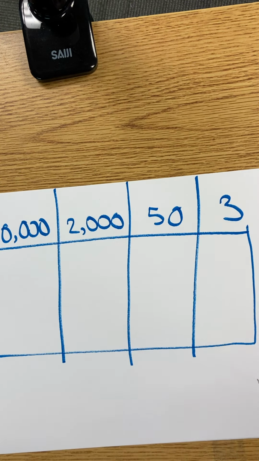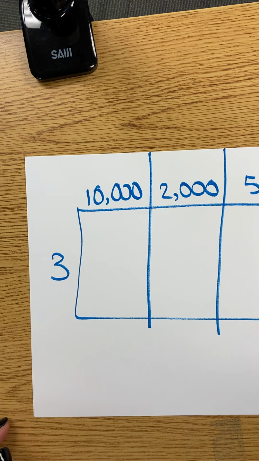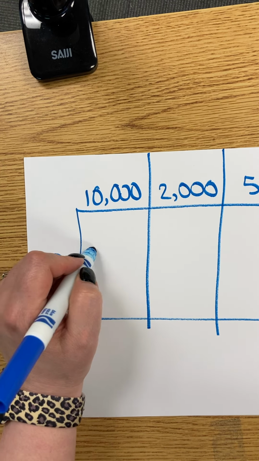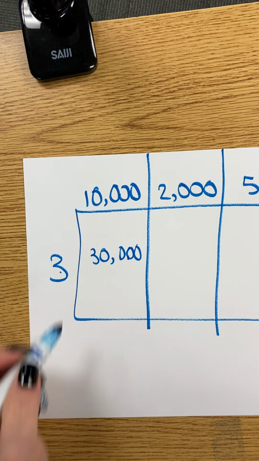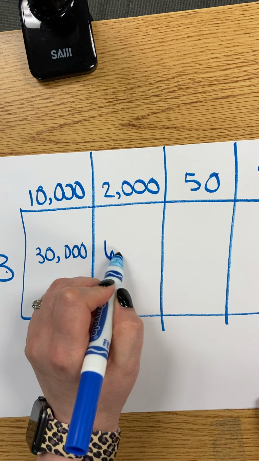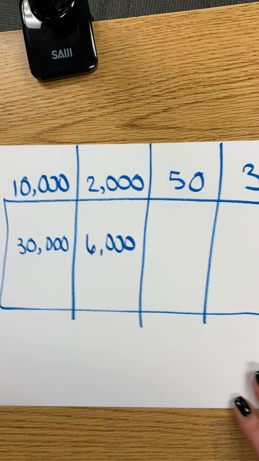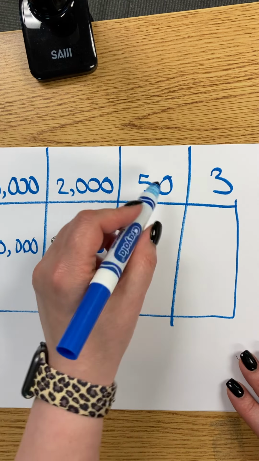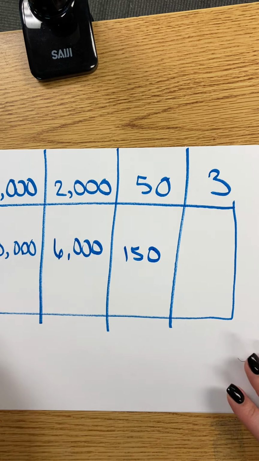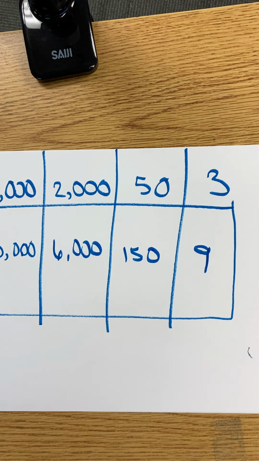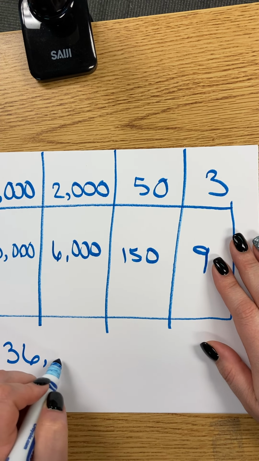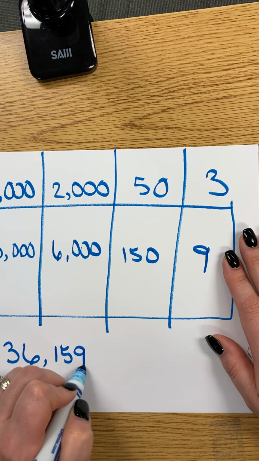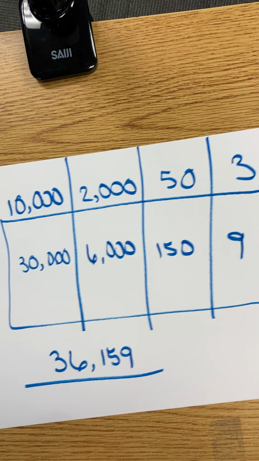Now I'm going to multiply that times 3. So I put my 3 over here. Well, 3 times 10,000 is 30,000, okay? All right, 3 times 2,000 is 6,000. 3 times 50 is, well, you do 3 times 5, which is 15, and 1 zero. 3 times 3 is 9. All right, now our job is to put this back together. 36,159. And if you have to write it up and down to add it, you can.